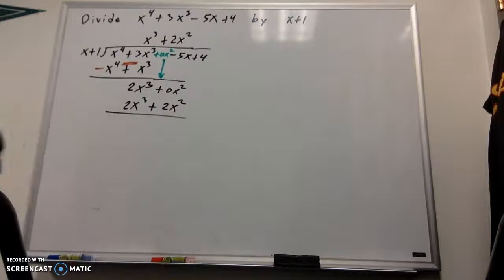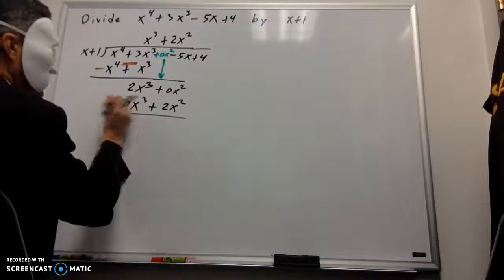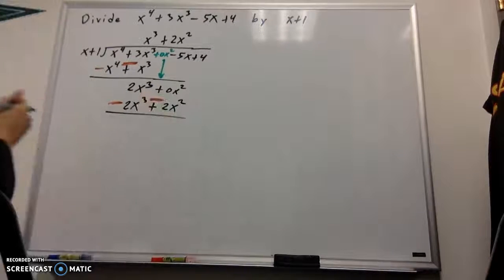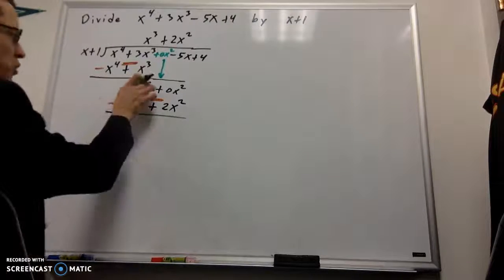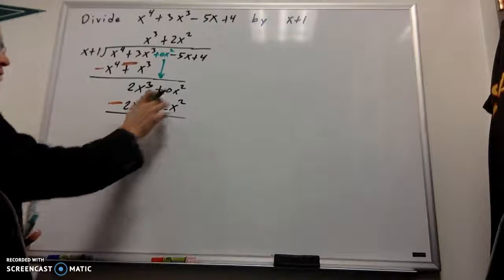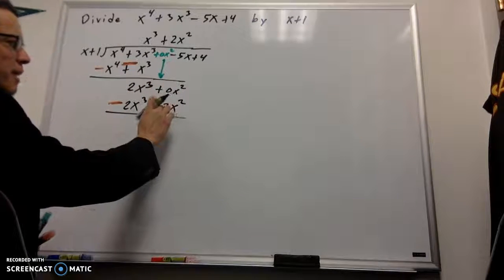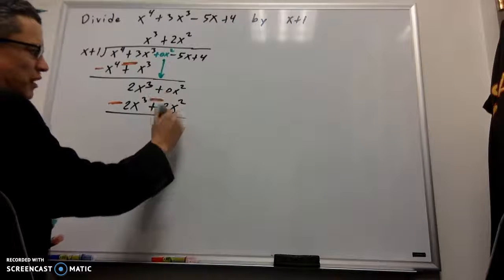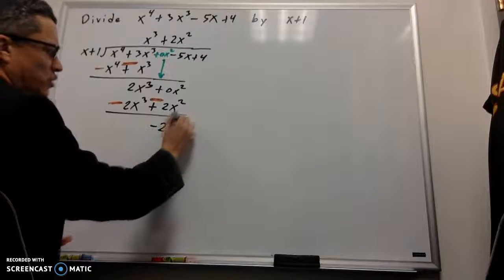All right, so I'm going to be subtracting that. So don't forget, you got to change both signs, okay? Not just the one, both signs. This sign and this sign. Right there. So then we change that, and then we're going to have 2x cubed minus 2x cubed, that drops out. 0x squared minus a 2x squared there gives me a negative 2x squared.